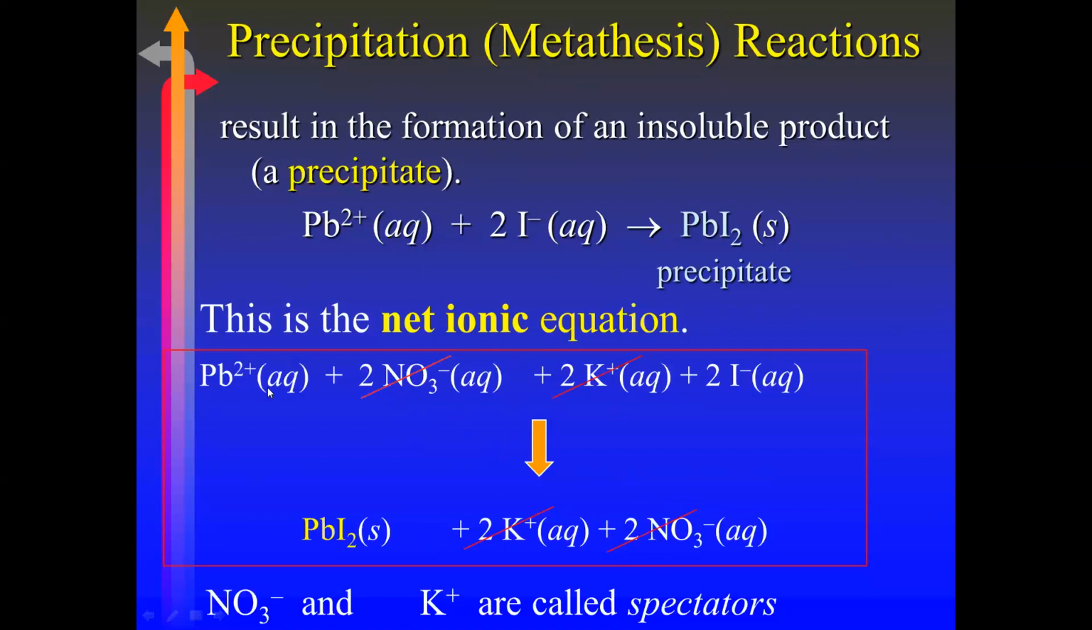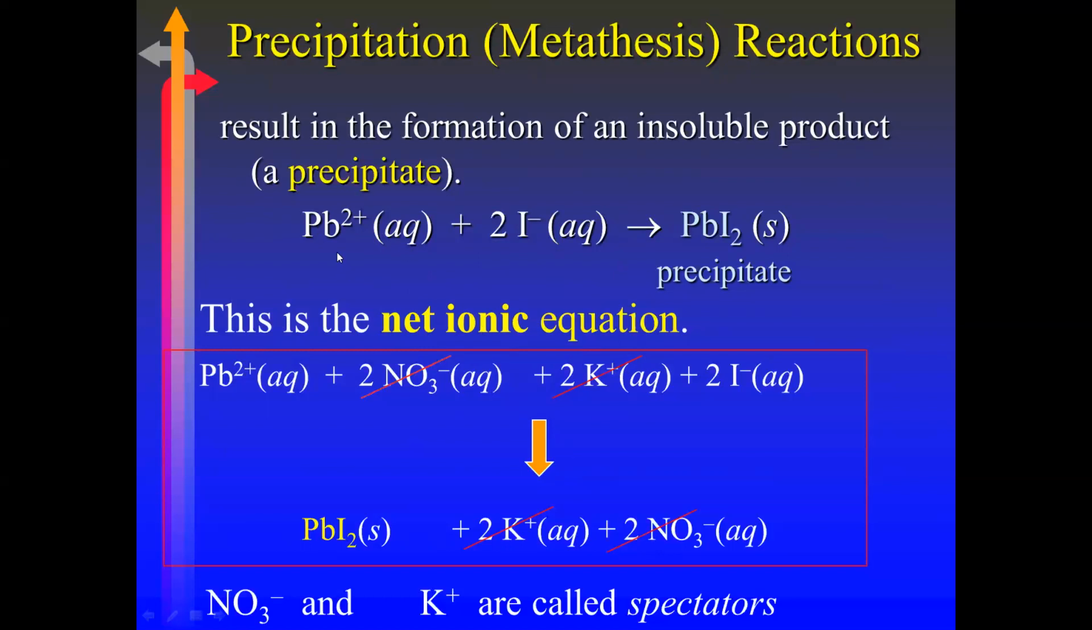What is left over will be the lead ion, the iodide ion, and the lead iodide compound. So exactly what I wrote down here is left over after we canceled out the common ions. This we give the name net ionic equation. I think net is a very good word. It tells you some common things are already deleted and this is the net left over.